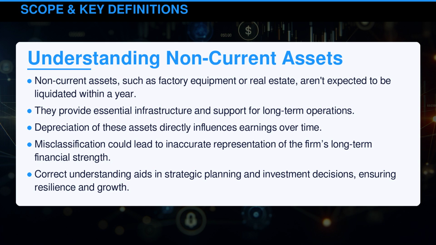Non-current assets, such as factory equipment or real estate, aren't expected to be liquidated within a year. They provide essential infrastructure and support for long-term operations. Depreciation of these assets directly influences earnings over time. Misclassification could lead to inaccurate representation of the firm's long-term financial strength. Correct understanding aids in strategic planning and investment decisions, ensuring resilience and growth.